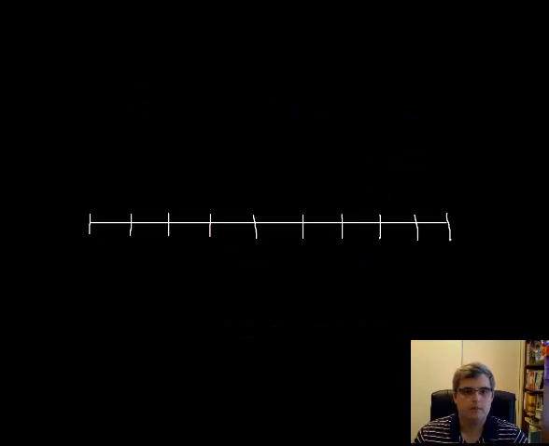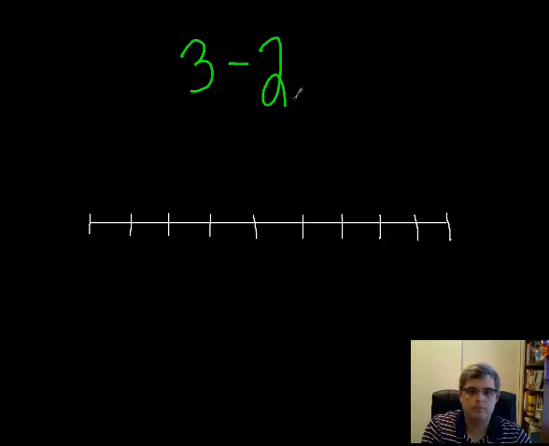So let's get started. The first model you can see here looks like something you've seen before, and it is something you've seen before. It's a number line. So we're going to use a number line here, and we're going to use it for a simple problem. Let's start with the problem 3 minus 2. Pretty simple problem.